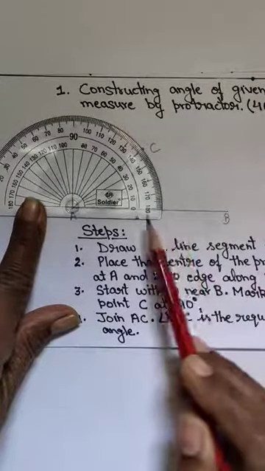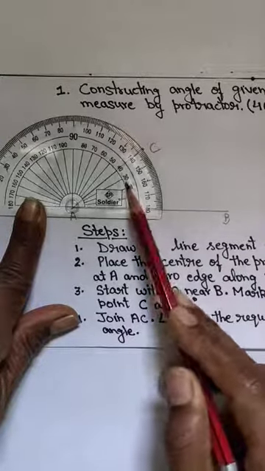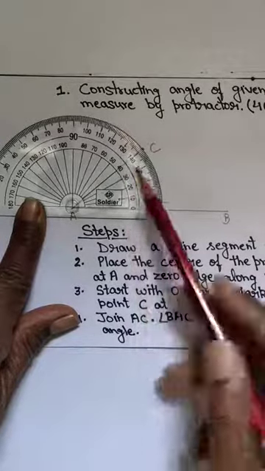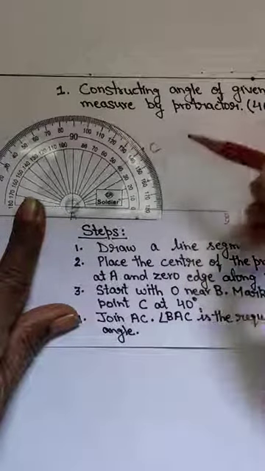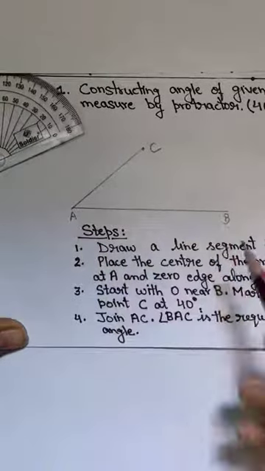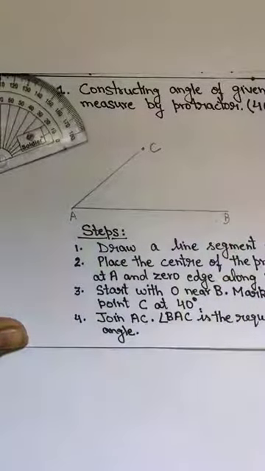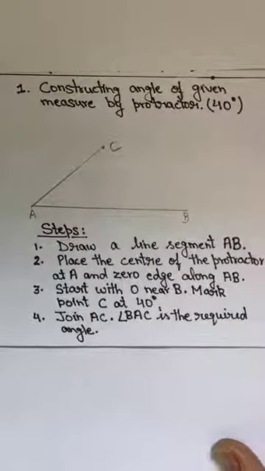Okay, near to B. So start from 0, 10, 20, 30, 40. Mark one point here. Give it the name C. Join AC. Angle CAB is equal to 40 degrees. In the same way, we can draw angles of other measurements also.